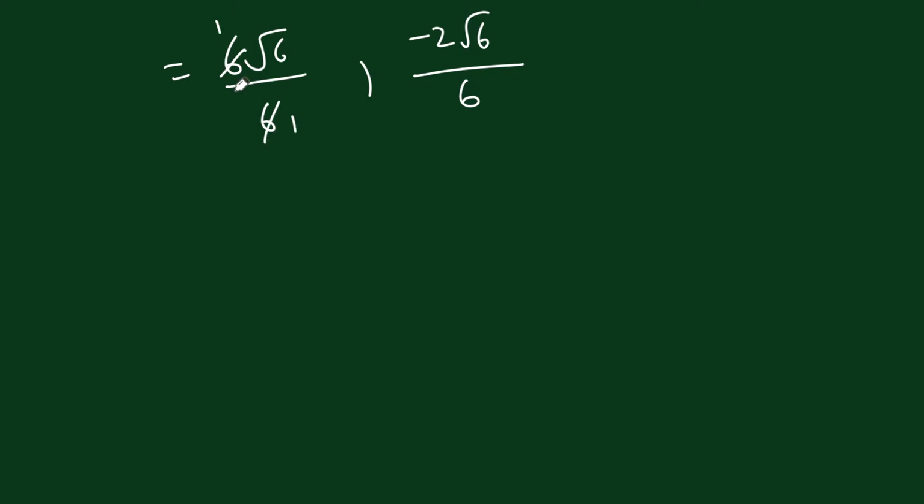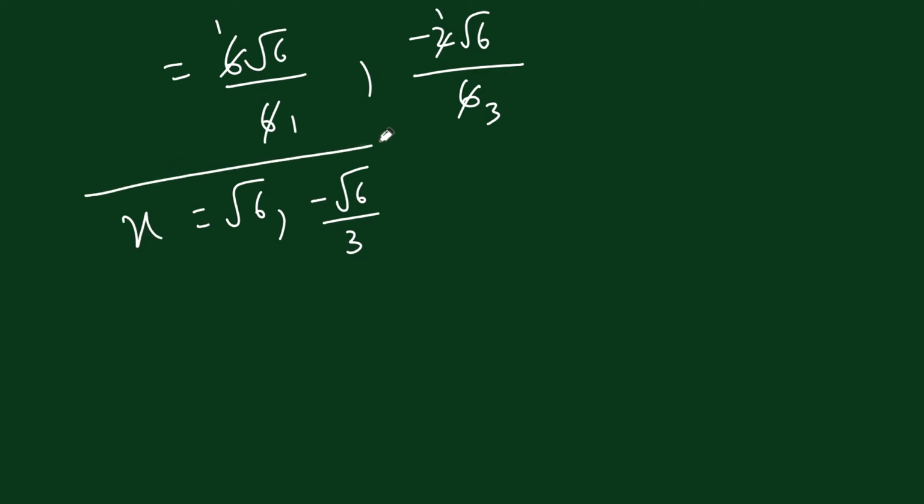So 6 and 6 I can cancel, it's root 6, and here 2 and 6 I can cancel, that's minus root 6 by 3. I cannot divide also, like multiplication inside with inside, similarly division outside and inside cannot be divided. So these are the two values of x. You can write in decimals also, whatever is the value of root 6, like root 6 is 2.449. You can write that value if they are asking to write the answer in decimals.